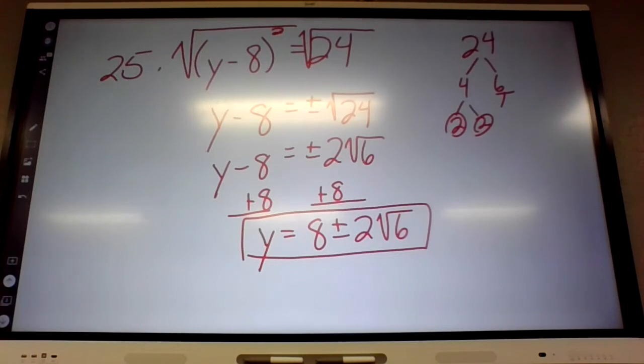So on this one, what multiplies to negative 2 that adds up to 1? 2 times negative 1. So it's b plus 2, b minus 1.